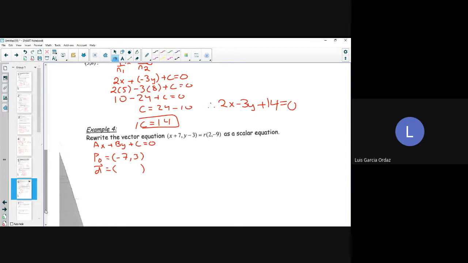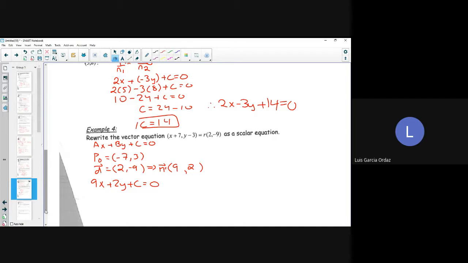If my direction vector is (2, -9), what does this imply about my normal vector? What would my normal vector be? Remember, when it comes to the negative reciprocal, my y is the one that always changes. Nine, 2. Thank you, Priyanshi. My normal vector is going to be (9, 2). So we can rewrite this as 9x + 2y + c = 0.